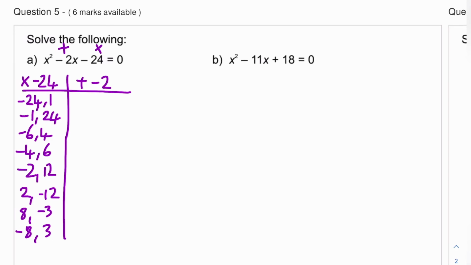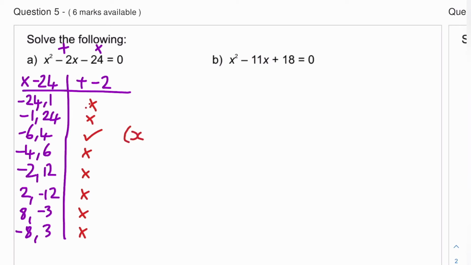So you can see here we have quite a lot of solutions. If you find it early on, you don't have to write them all. So here we know that these don't add to give negative 2, but this negative 6, 4 does. So now all the other ones are also incorrect. You can check that if you want.